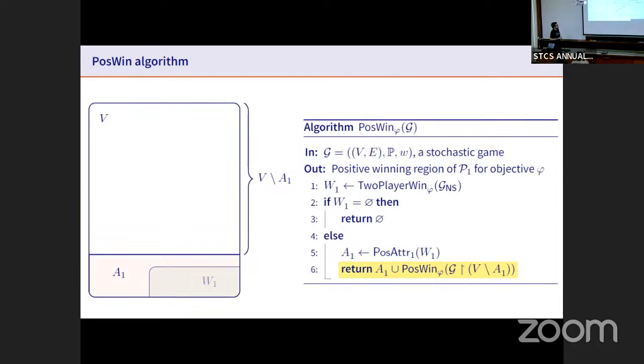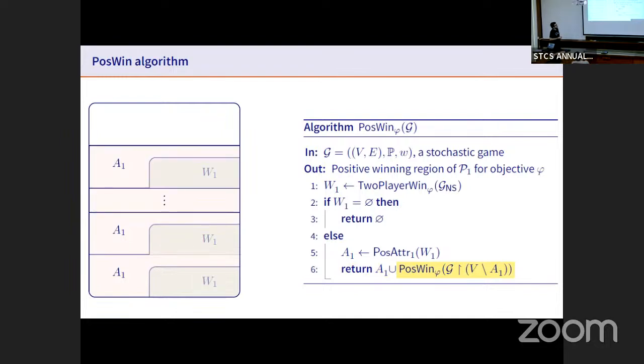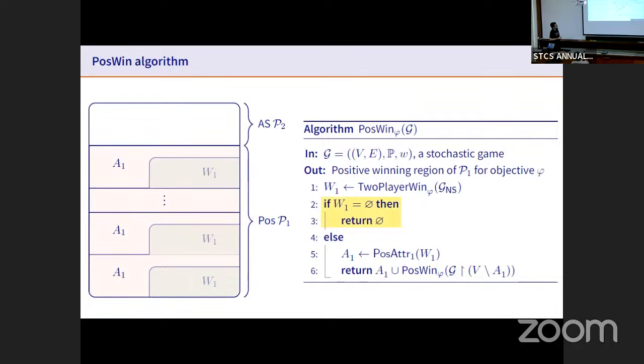And as I described before, the complement of a player 1 positive attractor is a trap for player 1. So this game that you see, V minus A1, is a trap for player 1. And this is also a valid subgame, and we recurse on this subgame. We repeat this until the algorithm finally terminates when W1 is eventually empty in some subgame, and that we denote as the almost sure winning region of player 2. This is all the positive winning region of player 1.